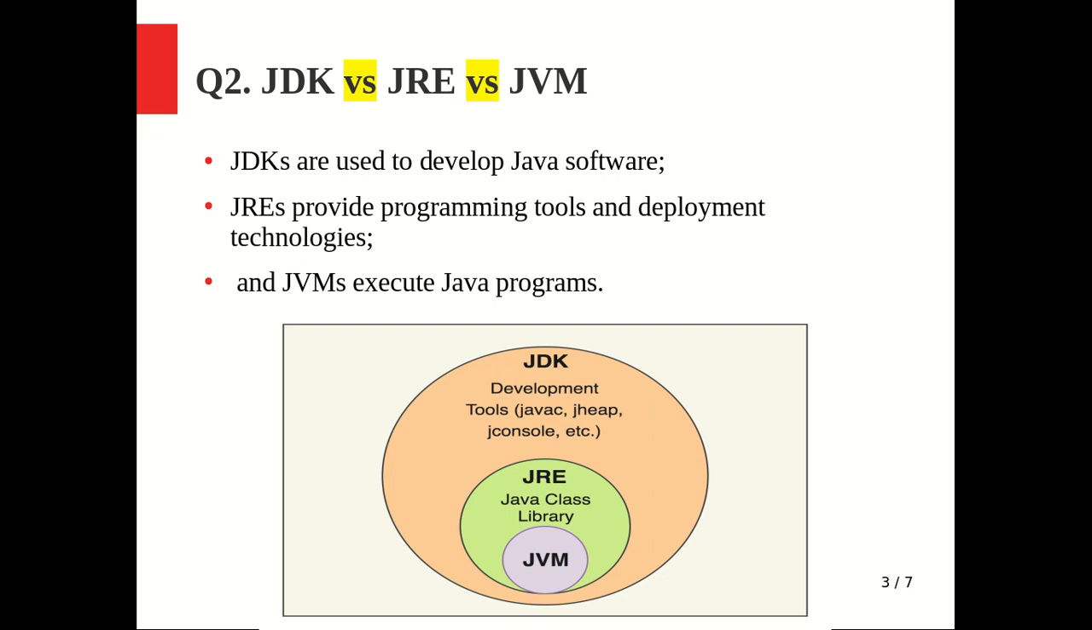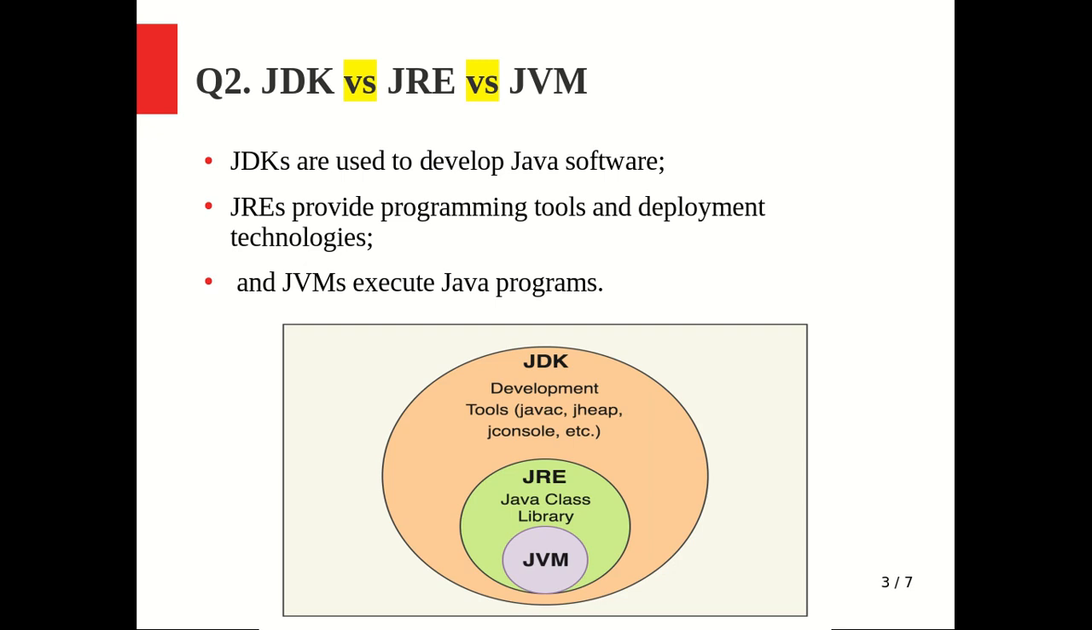Simply, you have to say and understand that JDK is used to develop Java software. So JDK is a kit. It is a whole kit and it is used to develop Java software. And JRE provides programming tools and development technologies. So what is JVM? JVM executes the Java program. The JVM's task is to execute the Java program, right?